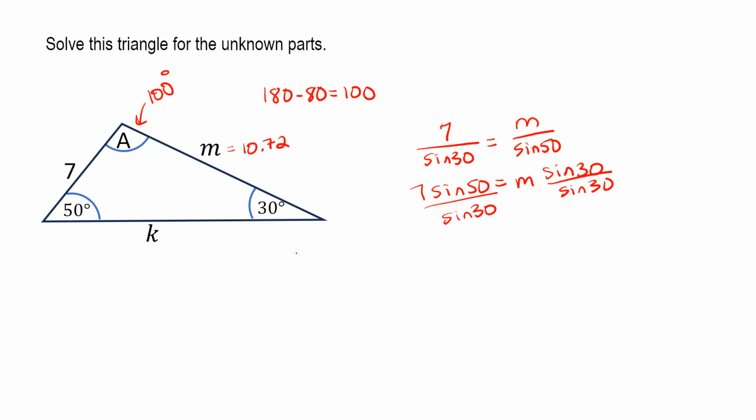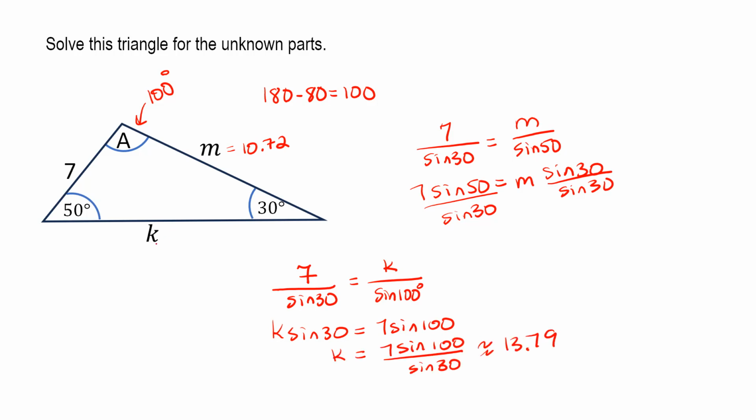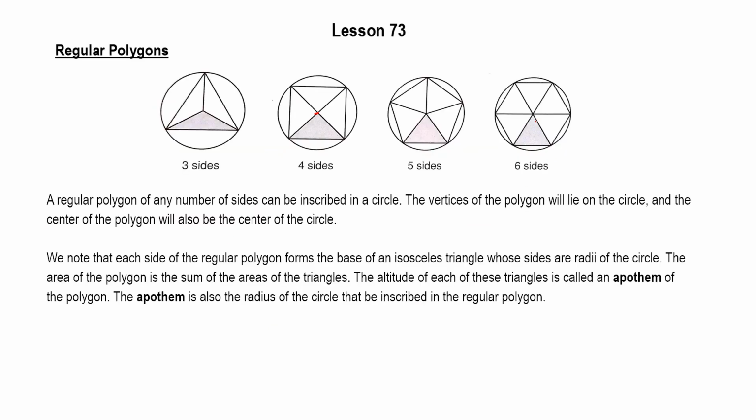And then to find k, we can say 7 over sine 30, we can use that again, is equal to k over sine of A, which is sine 100. Then cross multiply, and divide by sine 30 on both sides. And so that is about 13.79.